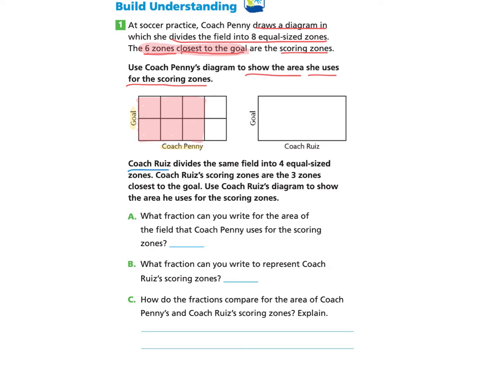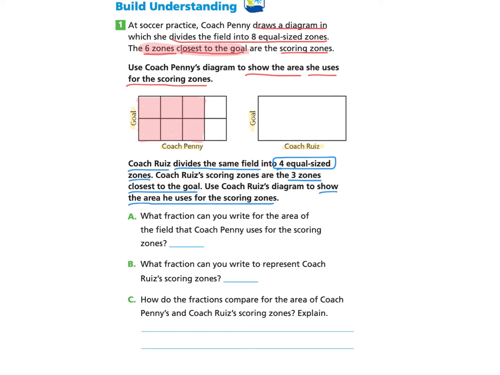Coach Ruiz divides the same field into 4 equal-sized zones. Coach Ruiz's scoring zones are the 3 zones closest to the goal. Use Coach Ruiz's diagram to show the area he uses for the scoring zones. So again, this is Coach Ruiz, and here's the goal, but this time they don't divide the sections for us, so we need to do that first.